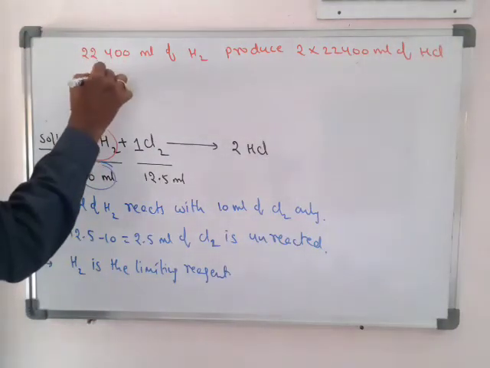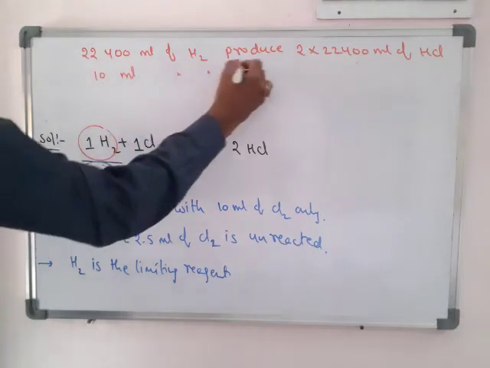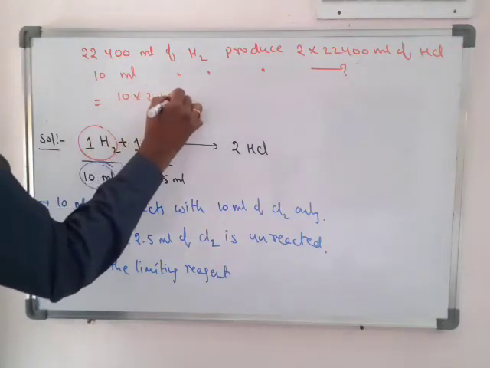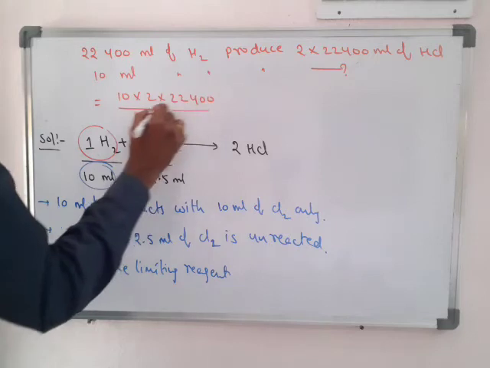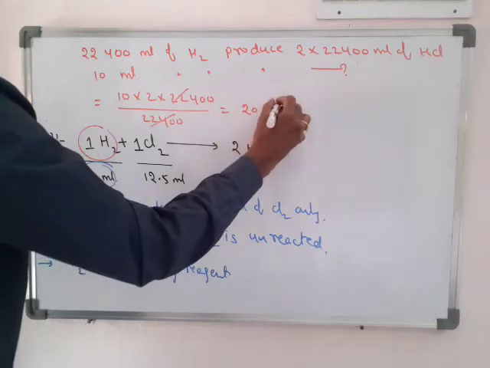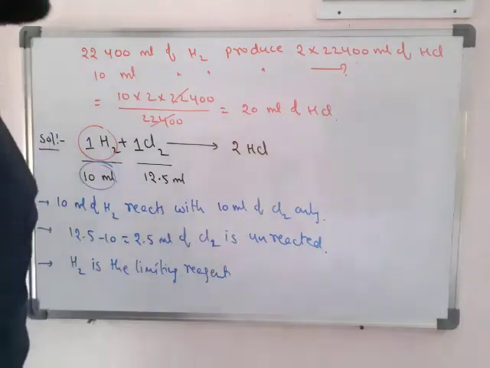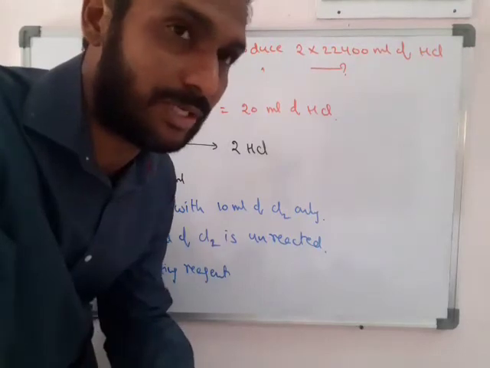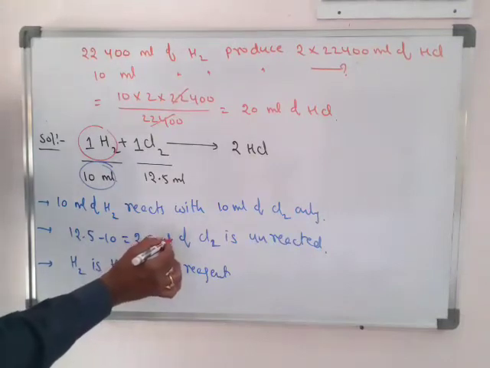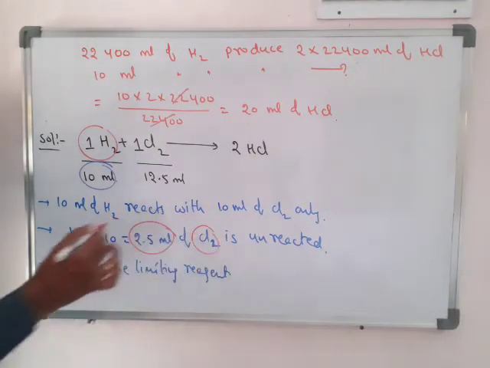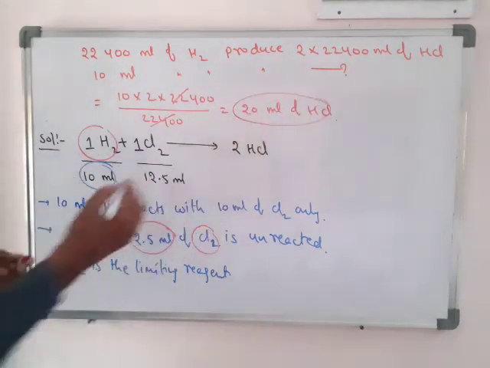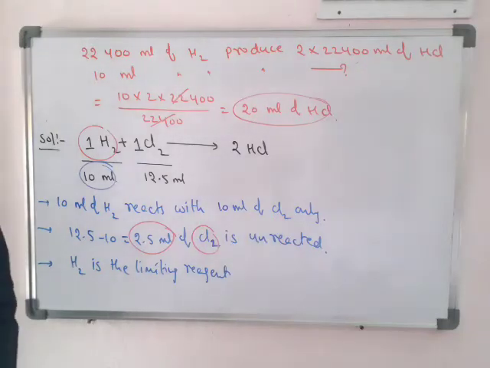Then what about 10 milliliter? 10 milliliter of hydrogen produce how much HCl? Just 20 milliliter of HCl. So after the completion of the reaction we get 20 milliliter of HCl, and also what is the unreacted part? 2.5 milliliter of chlorine is present, and also 20 milliliter of HCl is present in the reaction mixture. Okay.